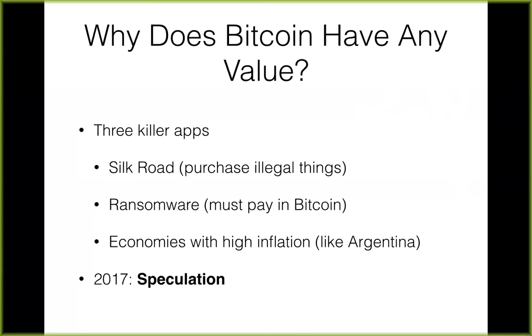So it was of no value at all until a use of Bitcoin appeared. And this started around 2009, 2010. Silk Road was the first killer app. A guy made an online marketplace where you could buy illegal things like guns and drugs and prostitutes and murder for hire.